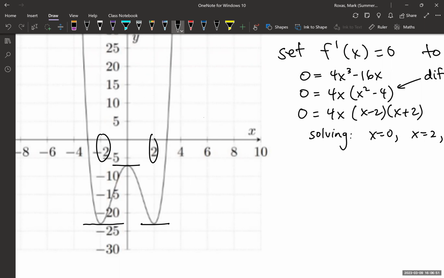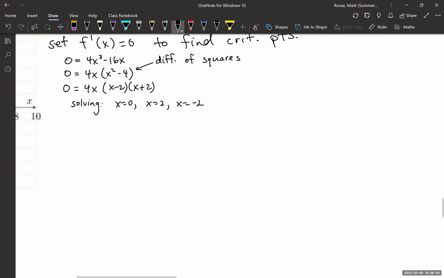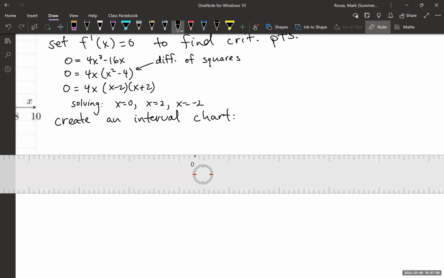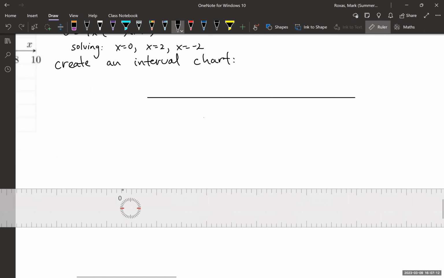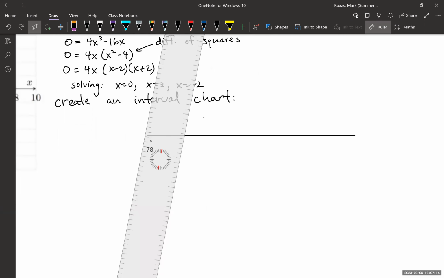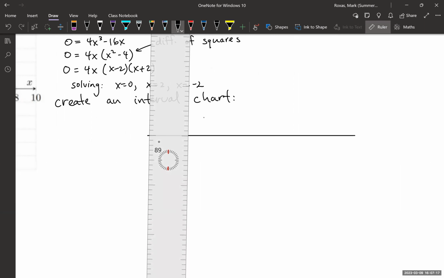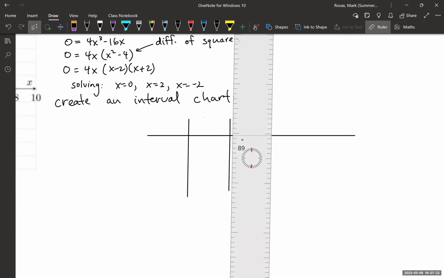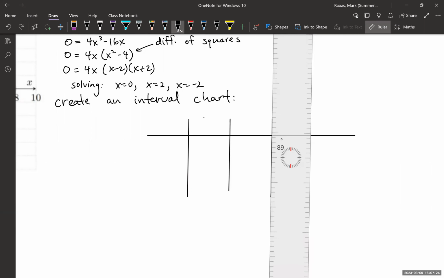Okay, so I'm going to create my interval chart. Let's give that a formal name: create an interval chart. Let's just use a ruler because we're going to create several intervals. Our table's going to be a little bit bigger than the previous examples. I'm going to have 4 intervals. If I have 3 critical points, it's going to create 4 intervals. So let's create some columns here.